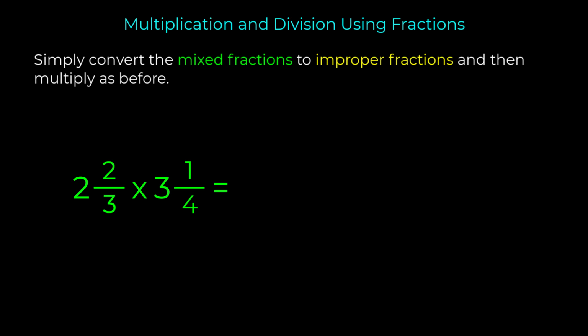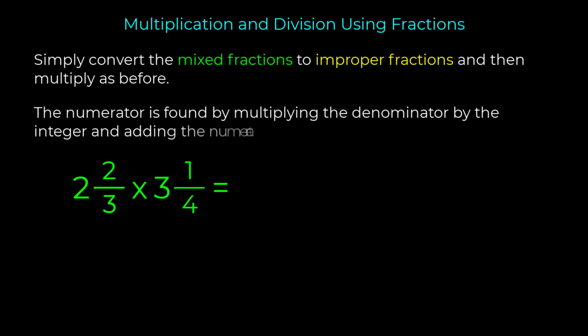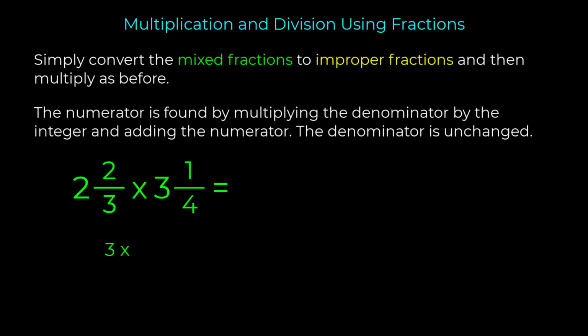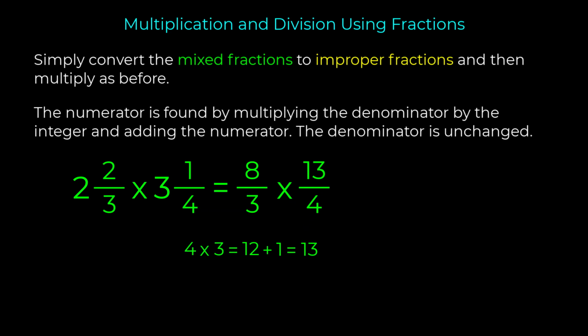Remember that you convert mixed fractions to improper fractions by multiplying the denominator by the integer part of the mixed fraction and adding the numerator. This gives you the new numerator, and you keep the same denominator. So for 2 2/3, multiply the denominator of 3 by the integer 2. You get 6. Then add the 2 from the numerator. You get the new numerator of 8. The denominator is 3. For 3 1/4, you get the improper fraction of 13/4.